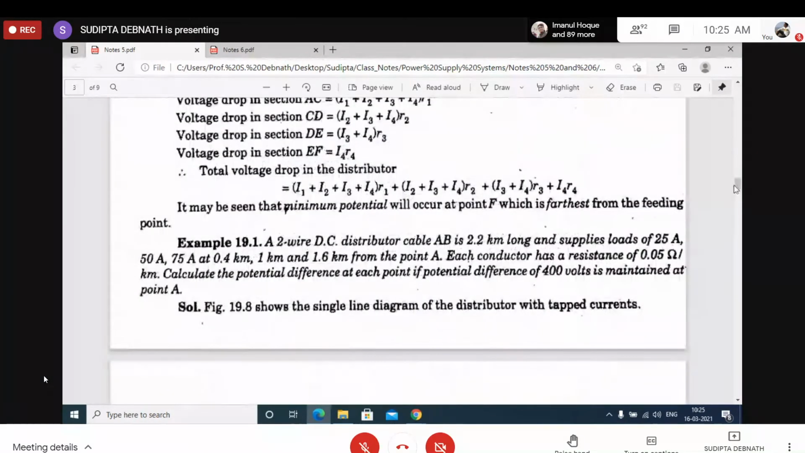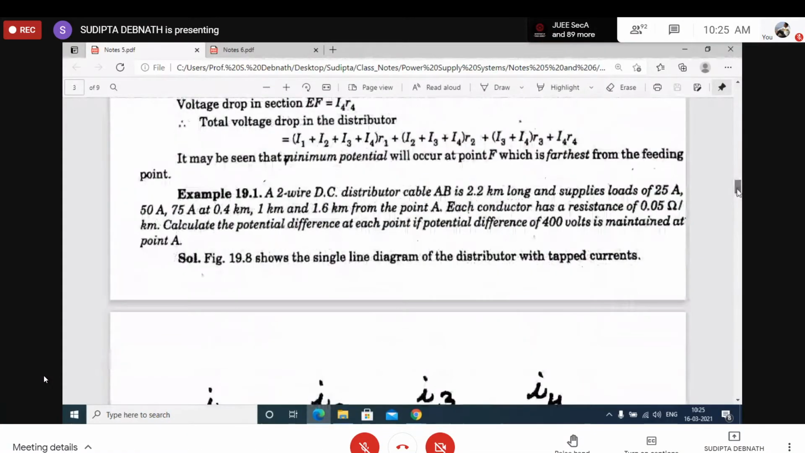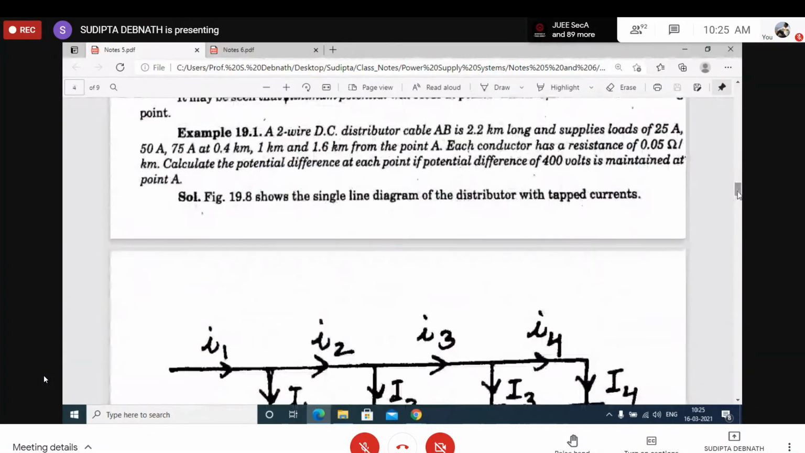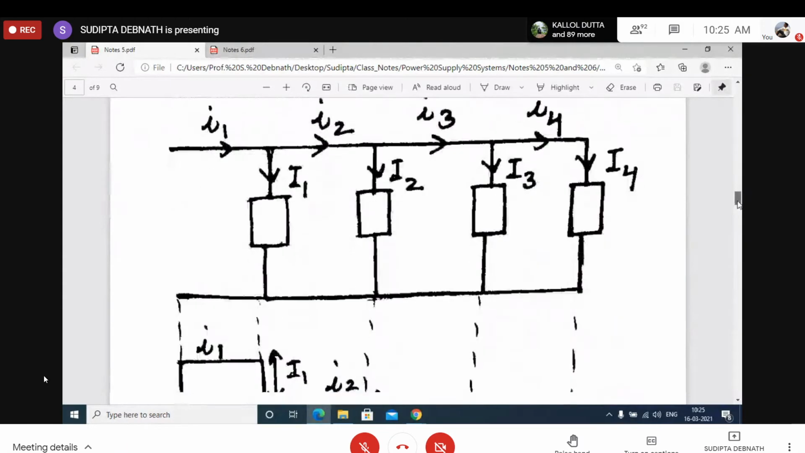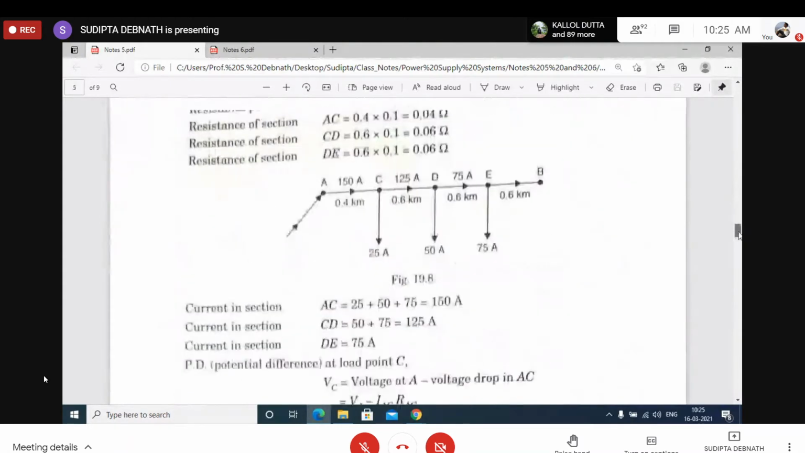Problems are very easy. Actually, it requires only the concept of circuit that you have already learned in the first year. A 2-wire DC distributor cable AB is 2.2 kilometer long, supplies loads of 25, 50, 75 ampere at 0.4, 1 kilometer and 1.6 kilometer from point A. From this data you can easily draw the figure, because you have to draw the figure by yourself.